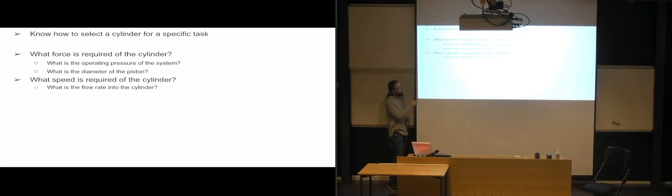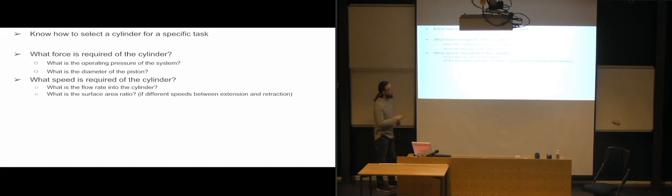And in order to determine the speed, you also need to know the flow rate. Do you have to put in a flow control valve in order to control the flow rate going into your cylinder? You need to think about the surface area ratio. So the area on the piston side and the area on the piston rod side. What is the ratio between those? Because that ratio is going to directly affect the speed when it's being extended and then when it's being retracted. It's going to have different speeds on those two if the ratio is something different than 1.